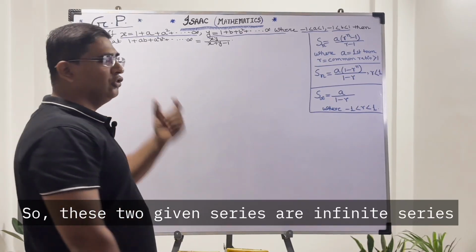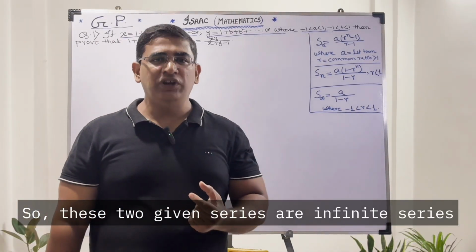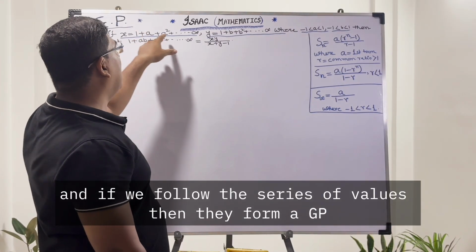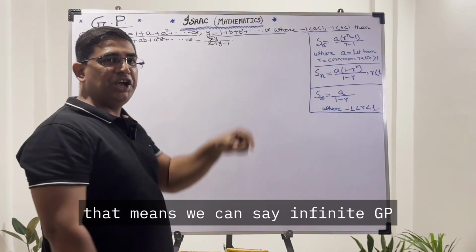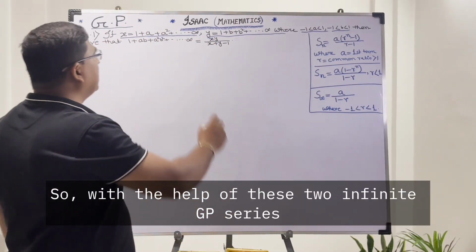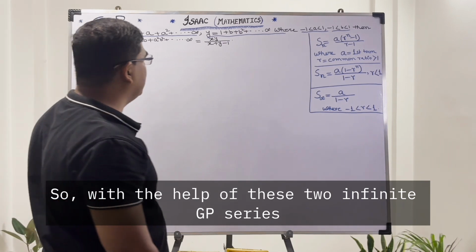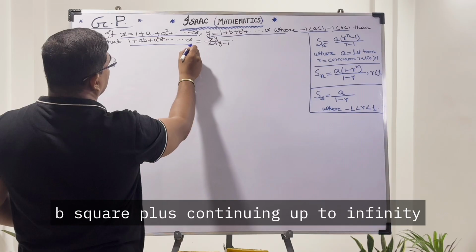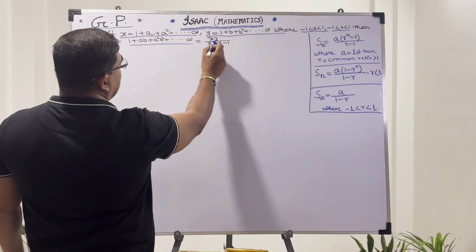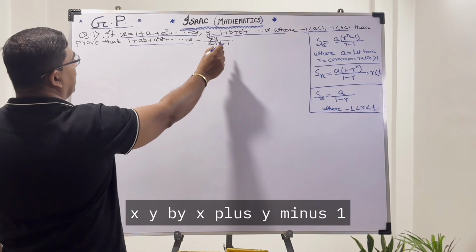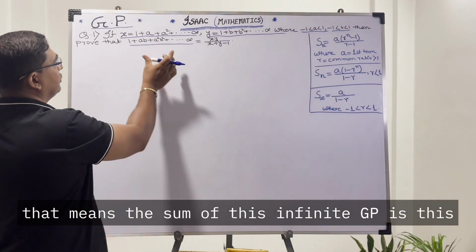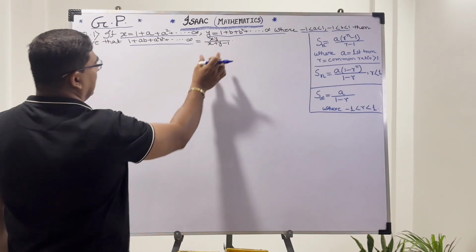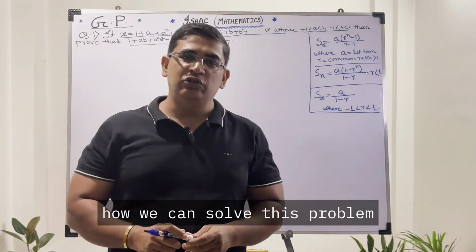So these two given series are infinite series, and if we follow these series of values then they form a GP. That means we can say infinite GP. With the help of these two infinite GP series we have to prove that 1 plus ab plus a square b square plus continuing up to infinity equals xy by x plus y minus 1. That means the sum of this infinite GP is this. So let us study how we can solve this problem.